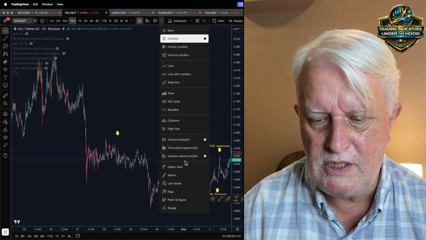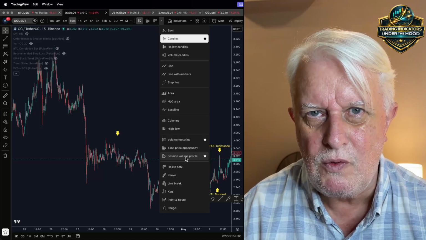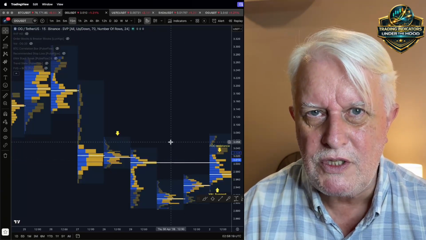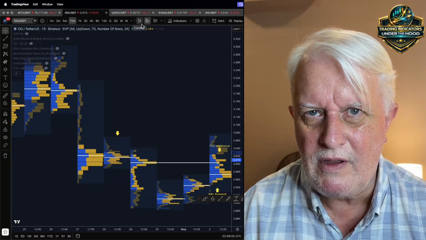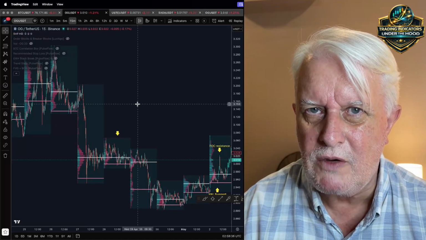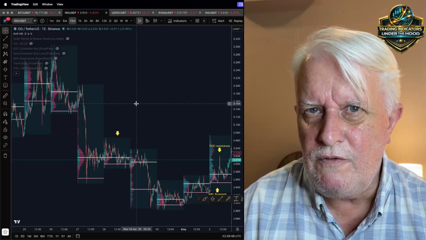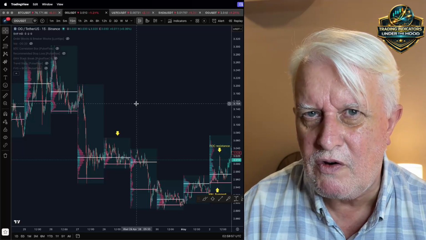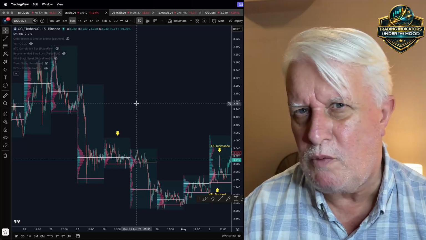The other one is the Session Volume Profile, which completely changes the view. I'll show you. The candles disappear and all you see are the value areas and the points of control and the volume. However, we're not going to use that, as this one is more accurate, particularly when you zoom in, and here is why. The Session Volume Profile uses 1 minute bars to create the histogram, dividing the session price range into bins and allocating volume into each one.